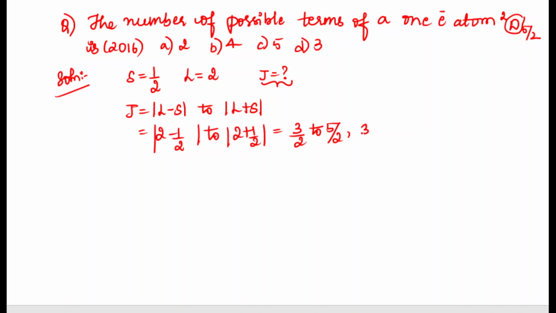So the values are 3 by 2 and 5 by 2. The solution is 2. Option E is the right option. There are two possible terms. Now let us move to the next question.